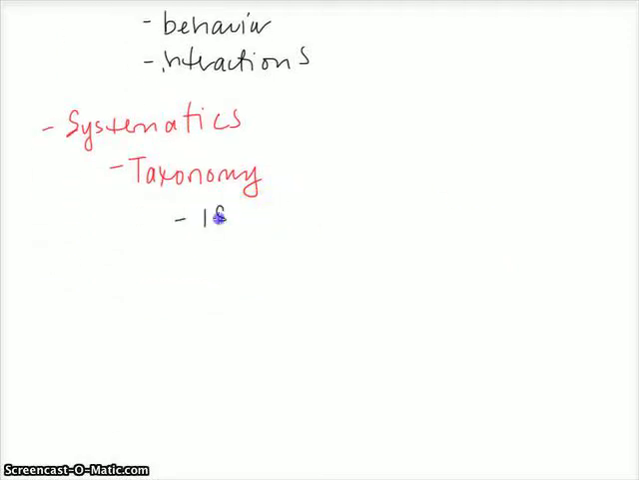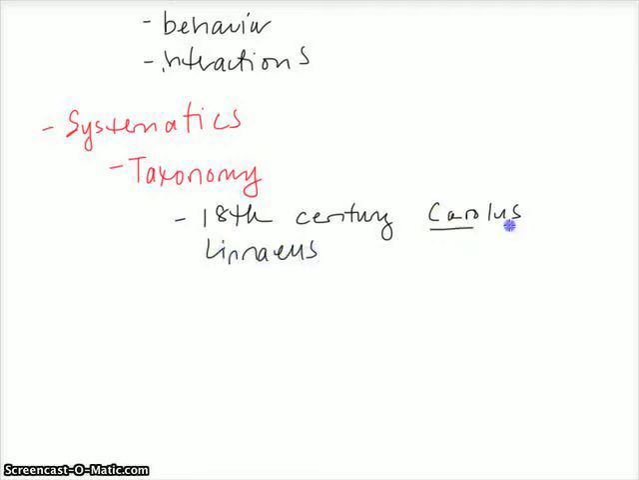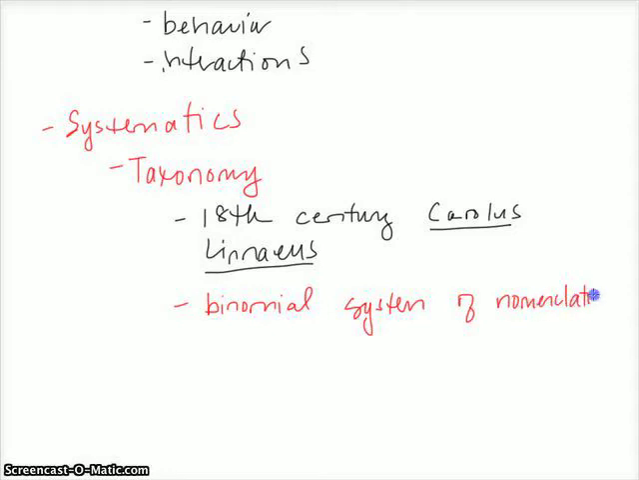In the 18th century, Carolus Linnaeus, and you should remember this name, developed a hierarchical system of naming and classifying organisms, and that is called the binomial system of nomenclature, also known as the Linnaean system of naming and classifying organisms.